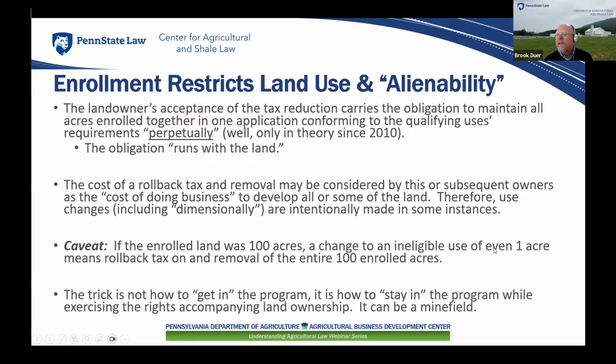Let's say that this scenario came to pass. 100 acres, 1 acre violates. You've got 99 left. You want to re-enroll them. Well, if you did the voluntary program for withdrawal, you actually cannot re-enroll those 99. At least that original owner can't.